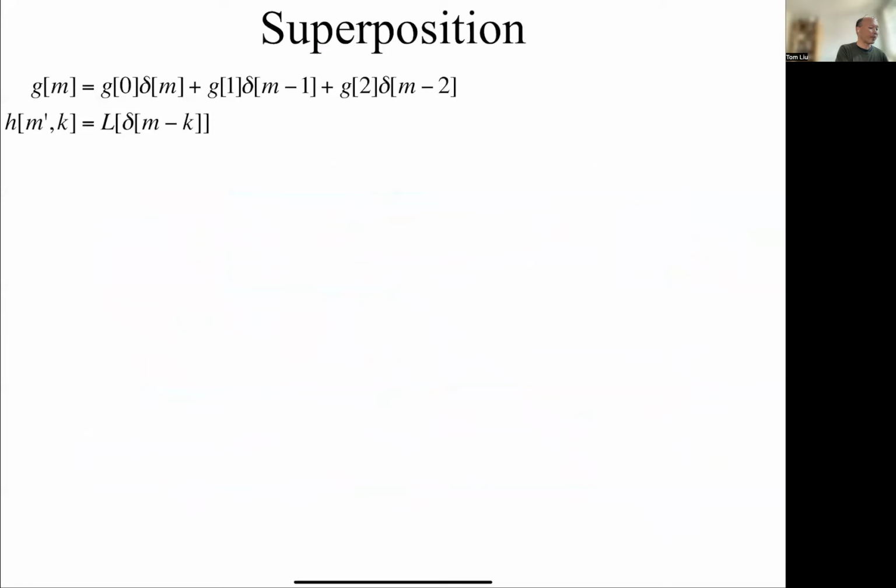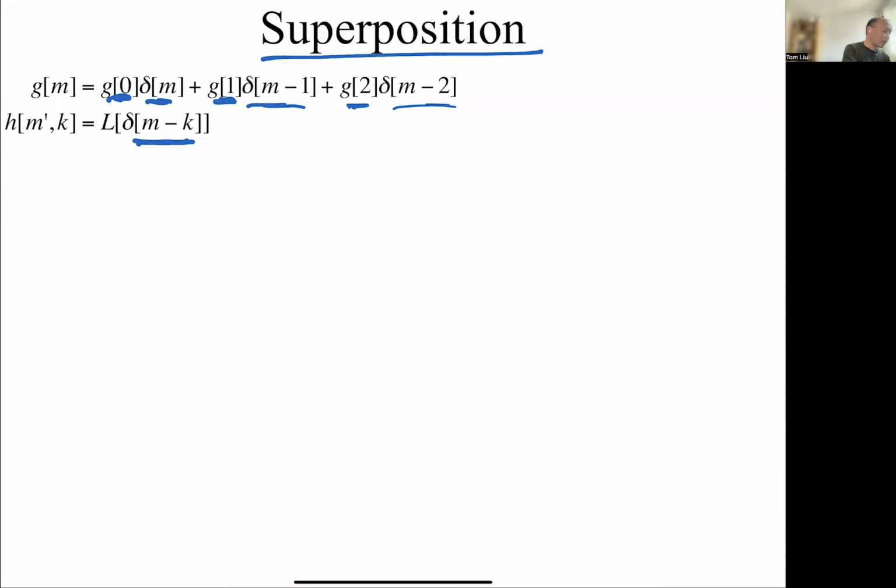Okay, so this leads us to superposition, which is one of the more important properties. Superposition is essentially saying we've shown that we can write any function as a sum of shifted delta functions, and these are the scaling terms, right? And let's say we can write the response to each of these scaled Dirac delta, Kronecker delta functions, okay?